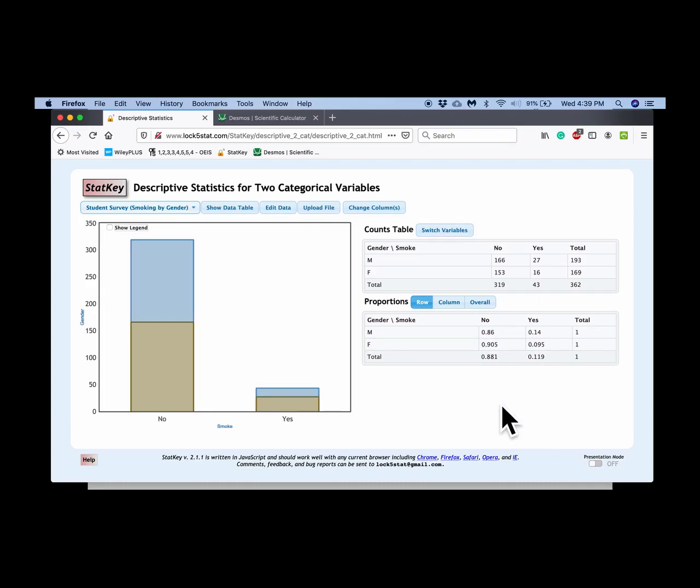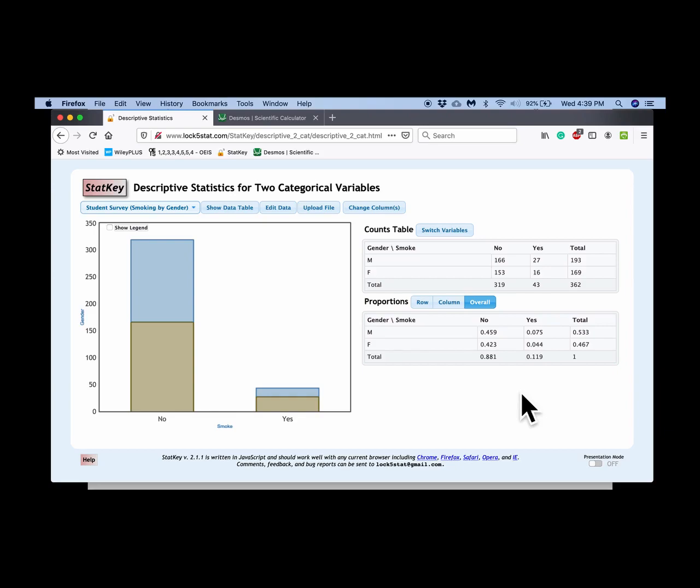And that's the information we get when we click on row. We get a similar behavior when we click on column. So now we're basically saying take all of the non-smokers and calculate the proportions that are male and the proportions that are female. Take the smokers and divide them into the proportion that are male and the proportion that are female. Okay, and then there's the overall.